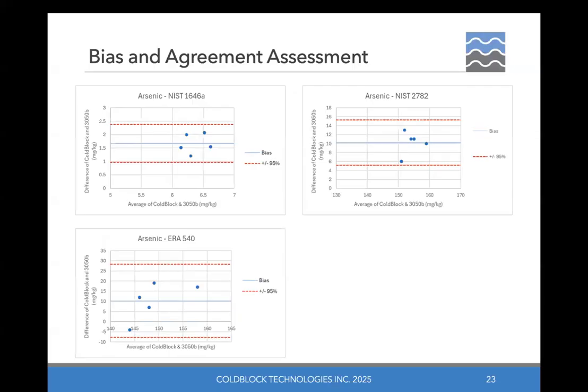Now, these plots illustrate the ColdBlock method versus EPA 3050B and how they compare for arsenic across multiple standard reference materials, using a Bland-Altman approach to visualize method agreement and look for potential bias. This assessment confirms excellent agreement for arsenic between the two protocols, providing confidence that ColdBlock can be adopted without sacrificing accuracy or, importantly, without introducing bias relative to the EPA methods. More data here is available as well.